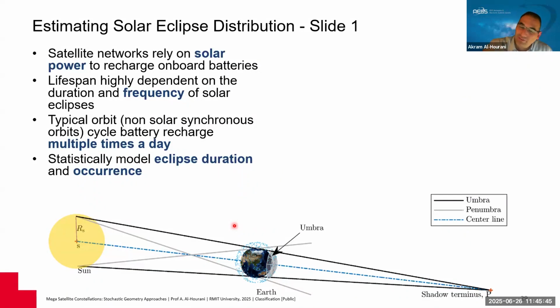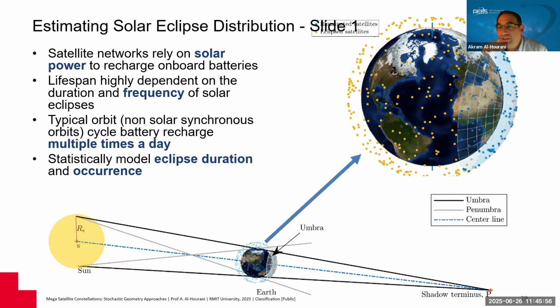So what does that mean? You have a lot of charging and recharging cycles. You would like to know at least how many of these cycles to expect. What is the statistical distribution of that? If you look at the random model, the covered area here is the umbra, or the area with the shadow of Earth, and these are the shadowed satellites.